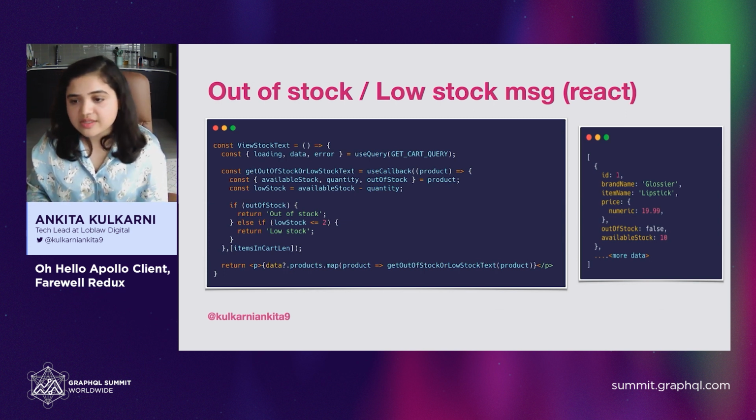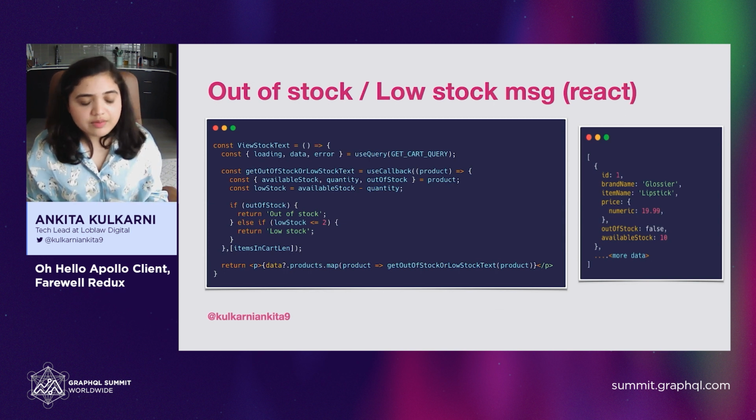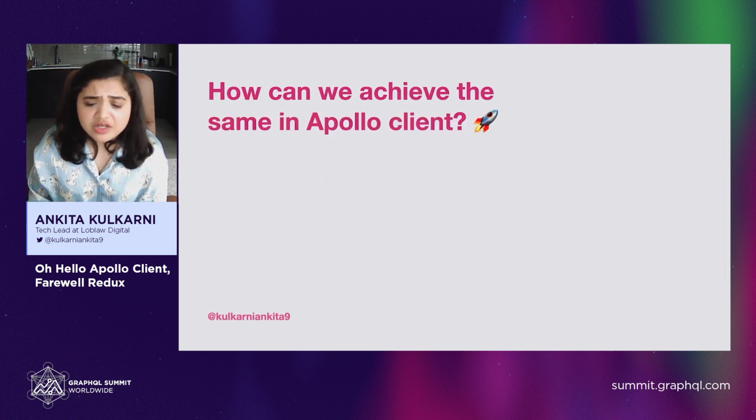On the right hand side, this is how we would show the data as an example. Now, this is how it would look. But all this logic could potentially be used in different pages as well, and we want to make sure that our data transformation is all happening in one spot versus in different spots. So how can we achieve the same in Apollo Client?